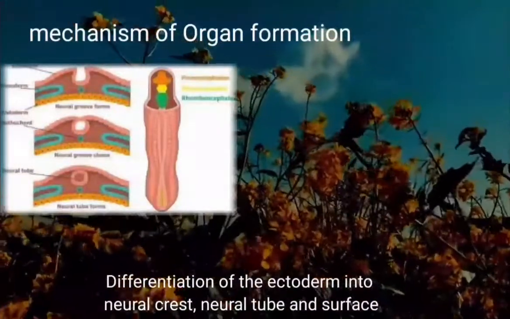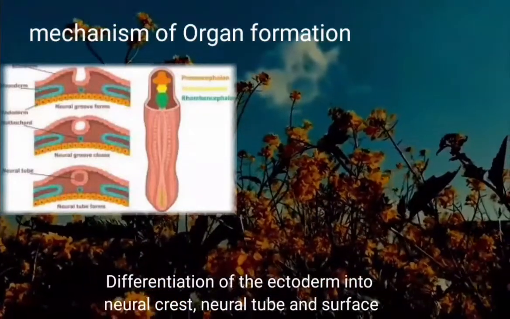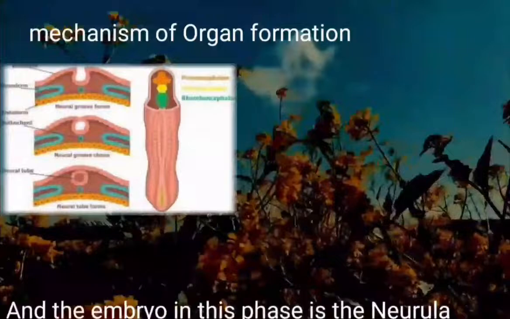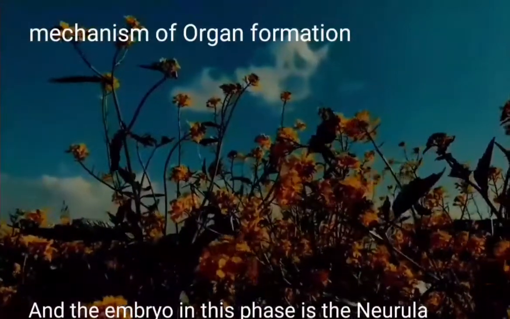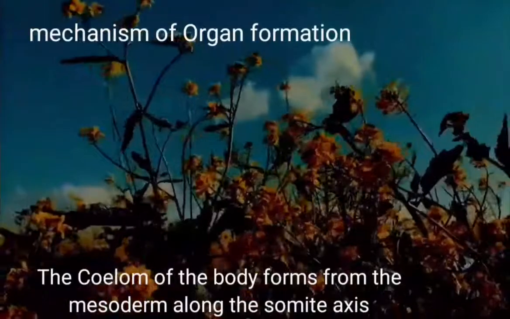Differentiation of the ectoderm into the neural crest, neural tube, and surface ectoderm is sometimes referred to as neurulation, and the embryo in this phase is the neurula. The coelom of the body forms from the split of the mesoderm along the somatopleure.